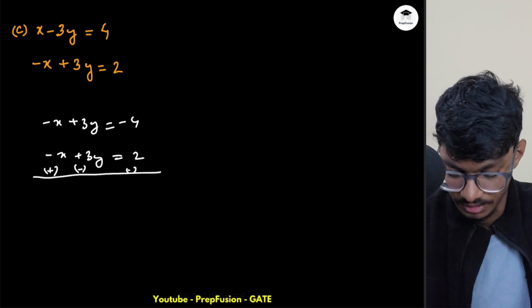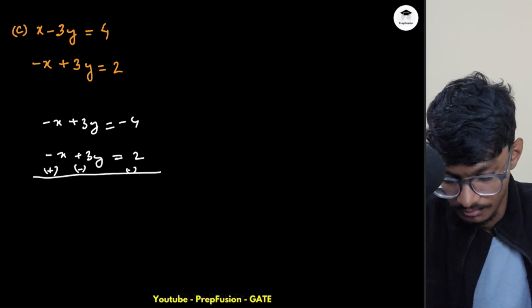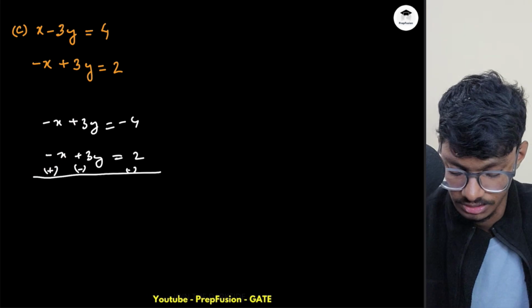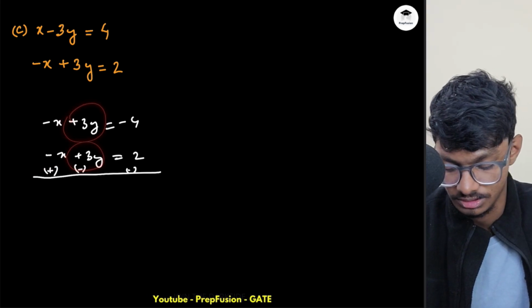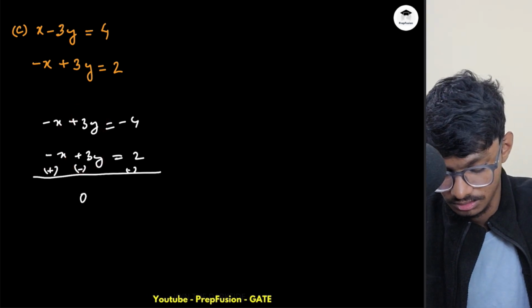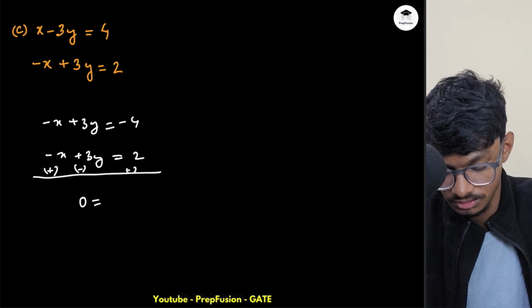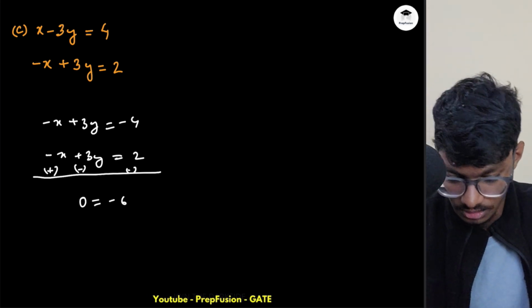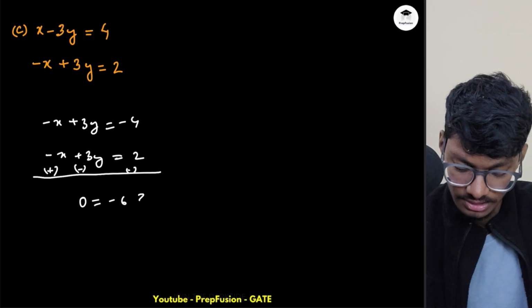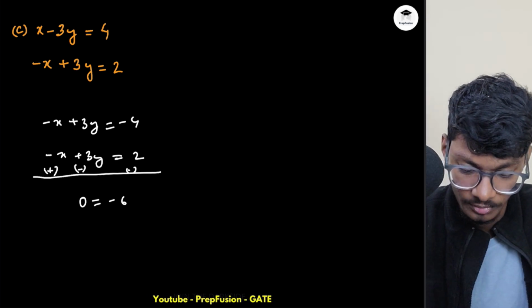So what does this become? Minus x plus x is 0, and plus 3y minus 3y is 0. So 0 equals -6. Is this ever true? Is it ever possible that 0 will be equal to -6?